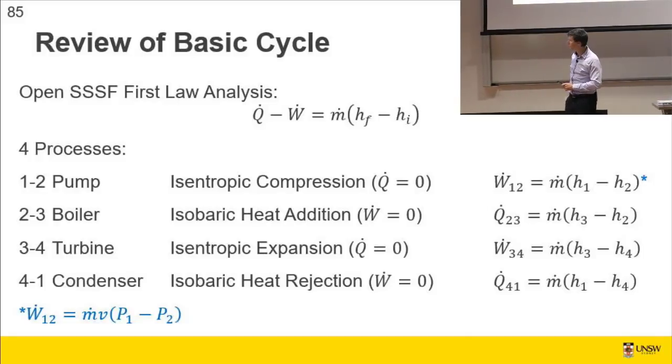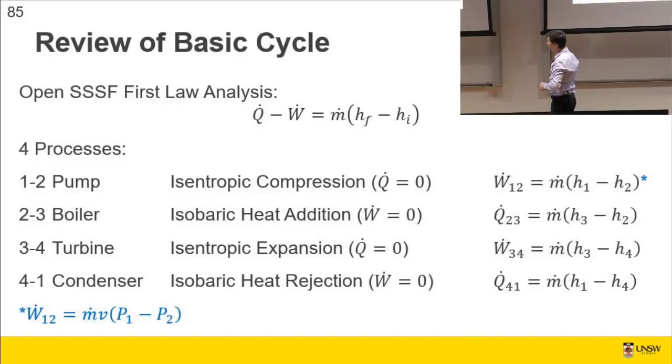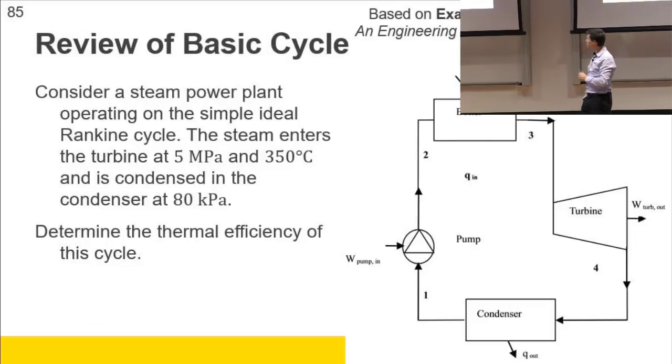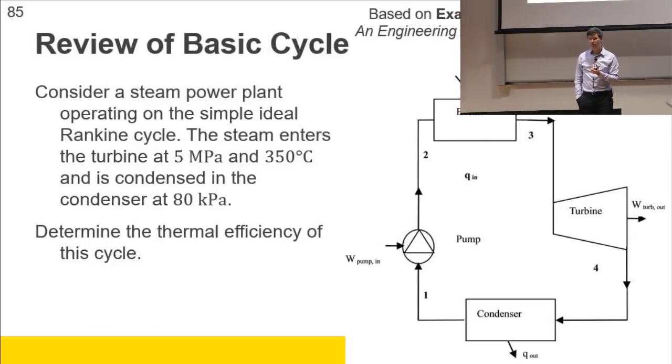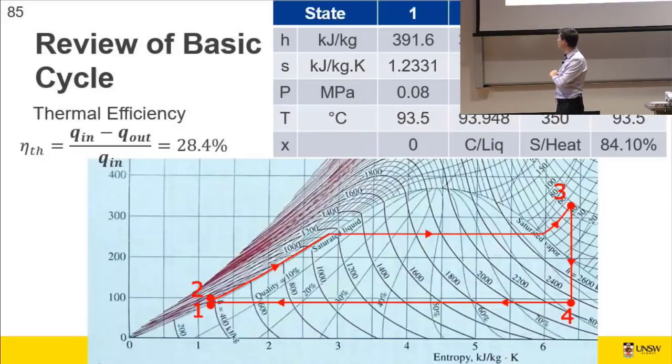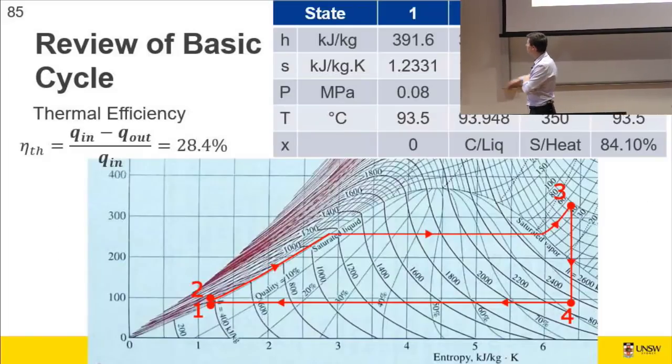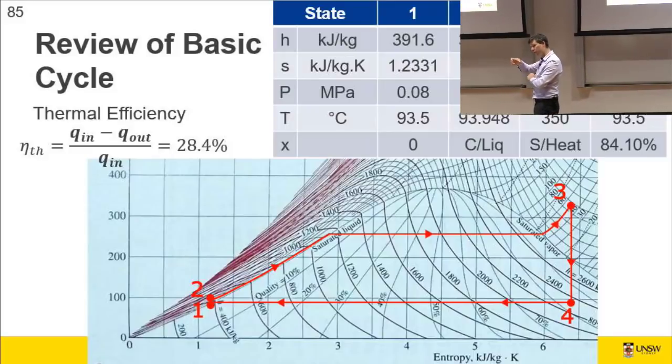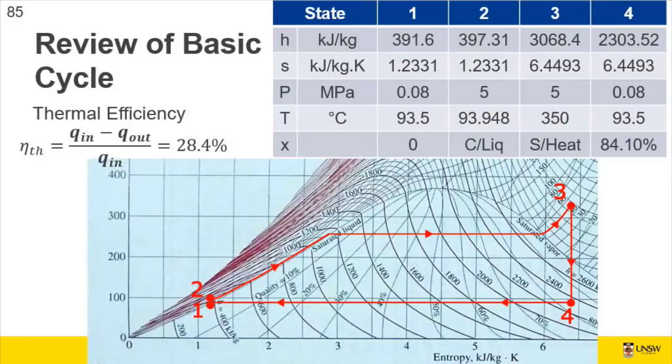So we can use this term in the bottom left-hand corner instead. The question that we asked ourselves for the basic Rankine cycle was this one, and we calculated our state points and got a thermal efficiency. So this is a review of the first time we looked at the Rankine cycle. We got a thermal efficiency of 28.4%.